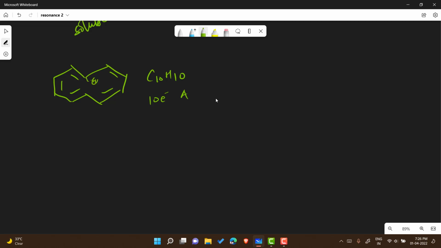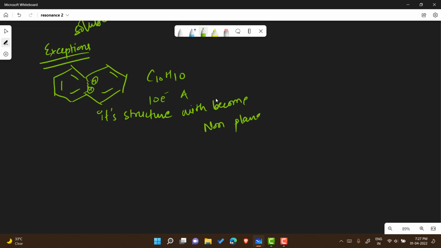The issue here is this alpha hydrogen, and this hydrogen gets steric hindrance, due to which its structure will become non-planar, which will lead it to become non-aromatic. I'm talking about some exceptions, okay? Let's remember exceptions to our theory. Easy. Next, tell me about this question.